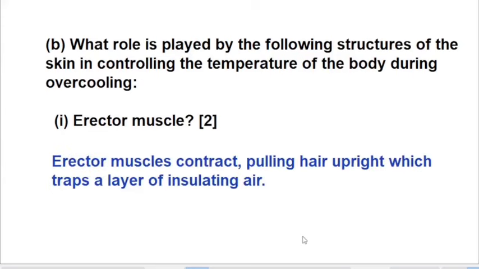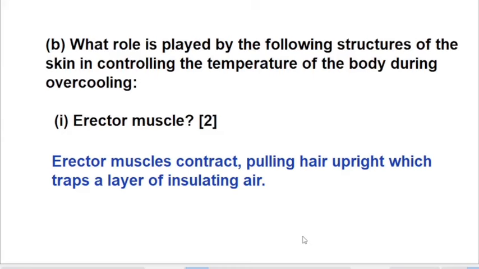Convection. All right, so we have said the erector muscles contract, pulling hair upright, which traps a layer of insulating air. And when this happens, it prevents the loss of heat through conduction and convection.